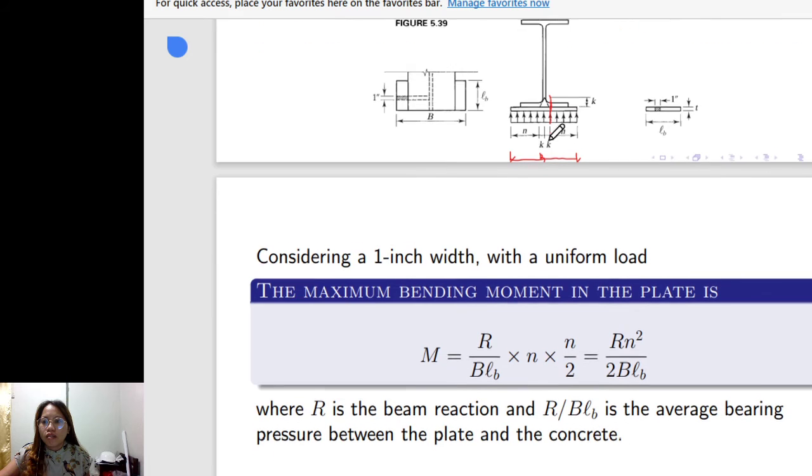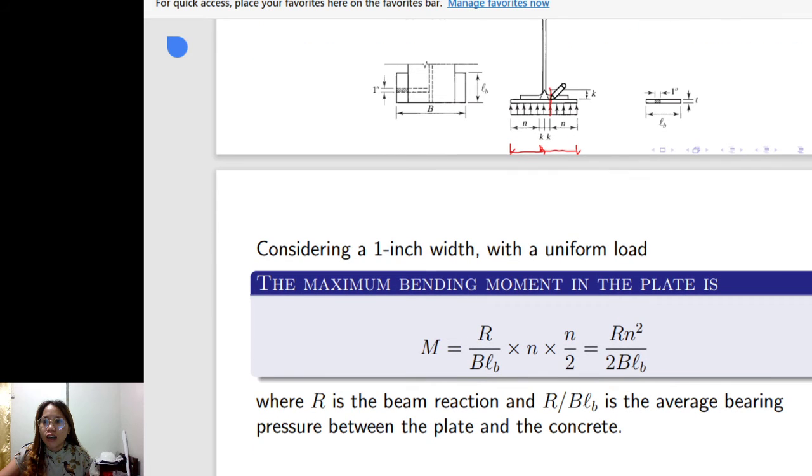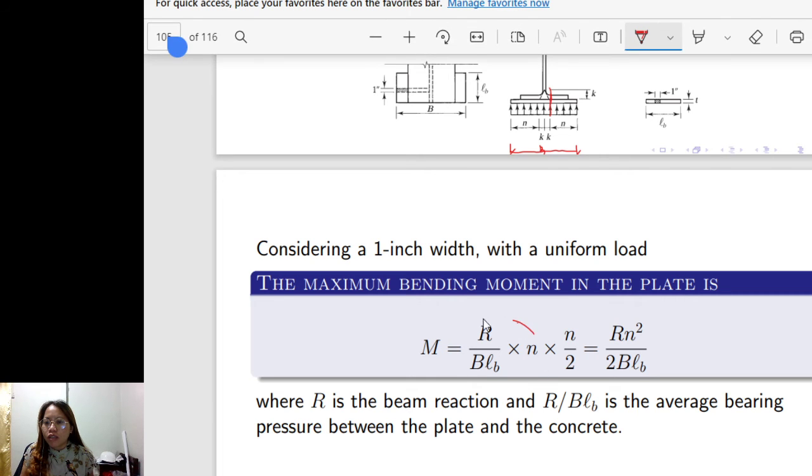So load on the beam, so you have reaction R. To get the pressure at the bearing plate, the reaction divided by this area. So actually this is the pressure. So pressure times N becomes a uniform load in kilonewton per meter, times the distance N over 2.